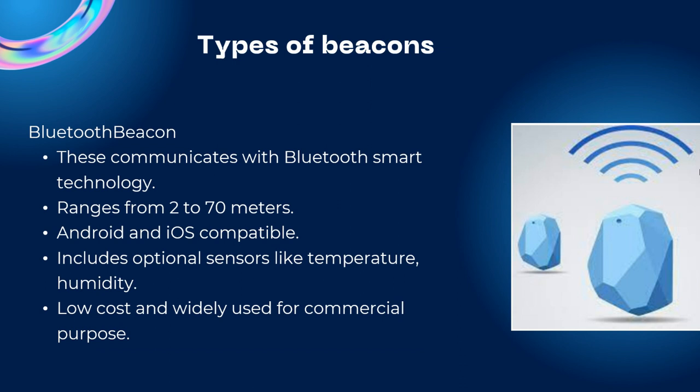Types of beacons. The first one is the Bluetooth beacon. This communicates with Bluetooth smart technology. This ranges from 2 to 70 meters. Bluetooth beacons are Android and iOS compatible. It also includes optical sensors like temperature and humidity. They are low cost and widely used for commercial purposes.